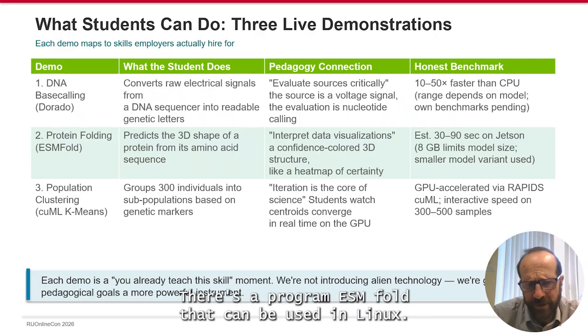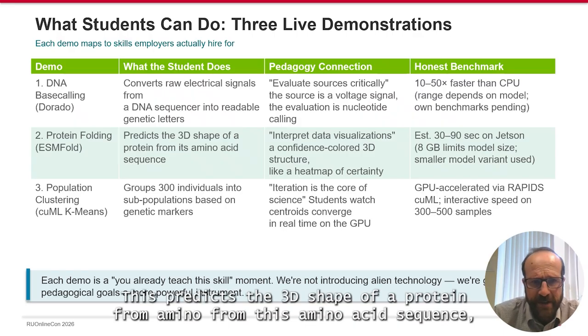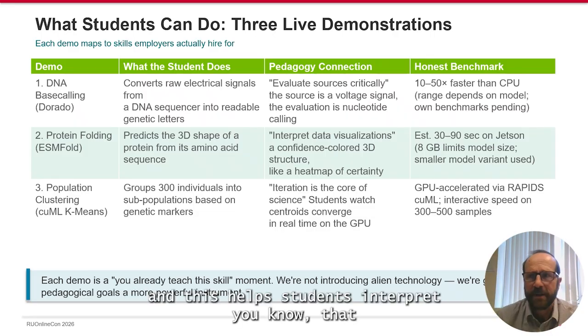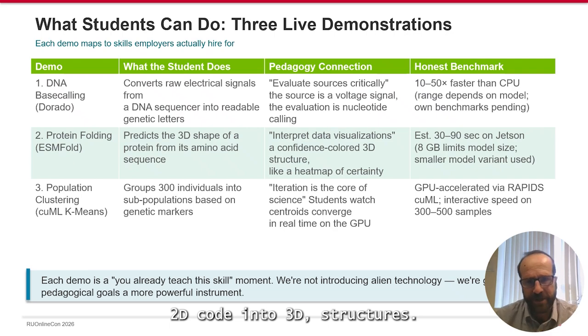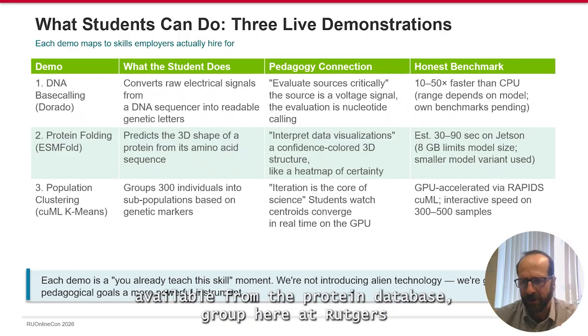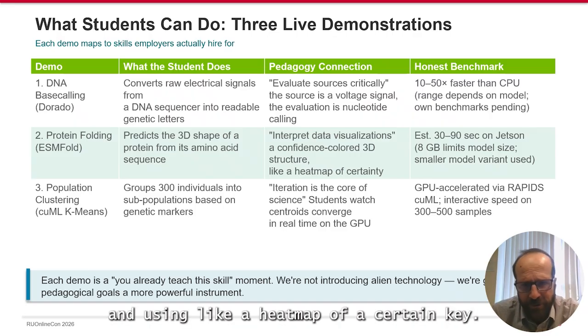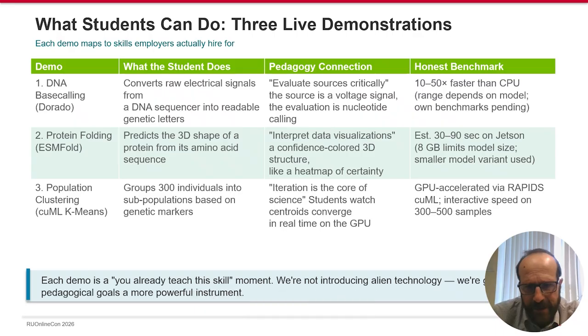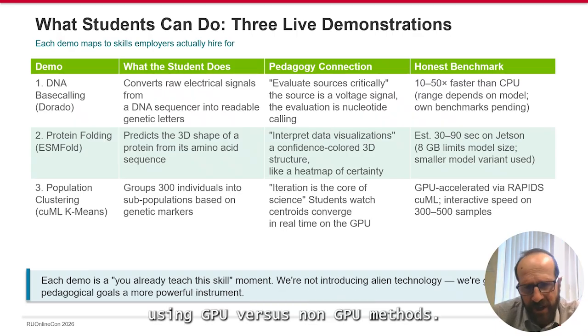Protein folding. There's a program, ESMFold, that can be used in Linux. This predicts the 3D shape of a protein from its amino acid sequence, and this helps students interpret that 2D code into 3D structures. And we can also put confidence-colored 3D structure information using programs available from the protein database group here at Rutgers, using like a heat map of certainty. The students can compare the speed of this using GPU versus non-GPU methods.